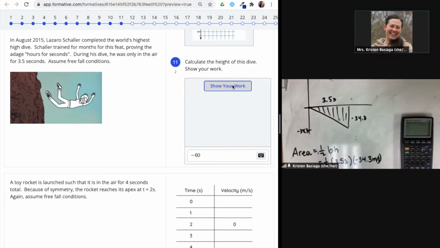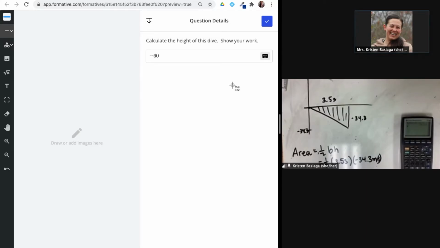For show your work, I'm going to take a picture again. This shows me that you've used area under the curve. I now know that you know how to calculate distance from a graph.